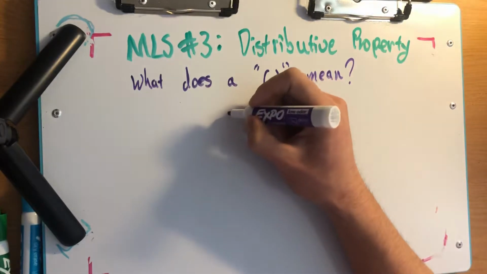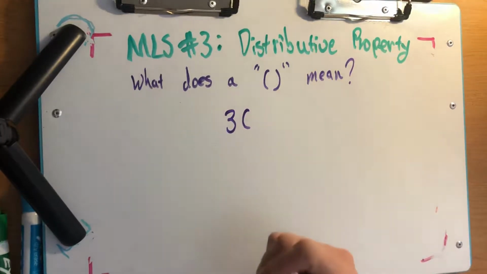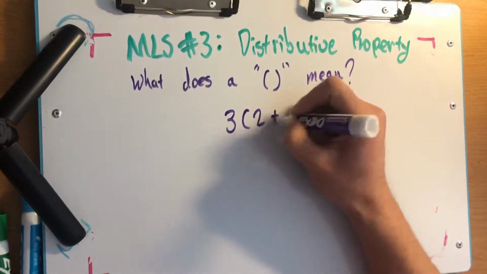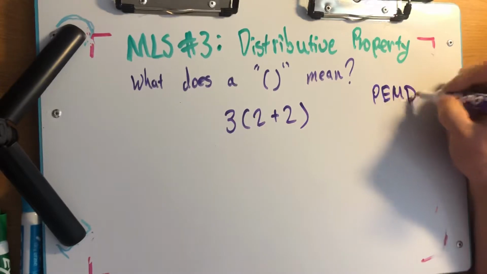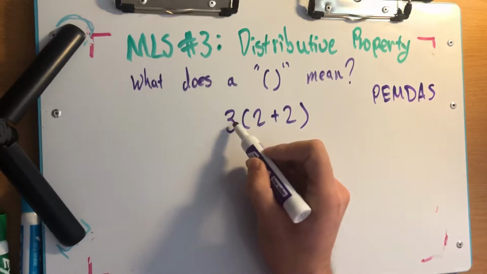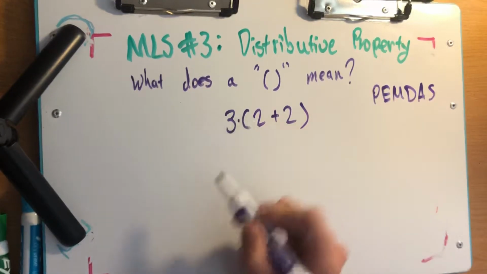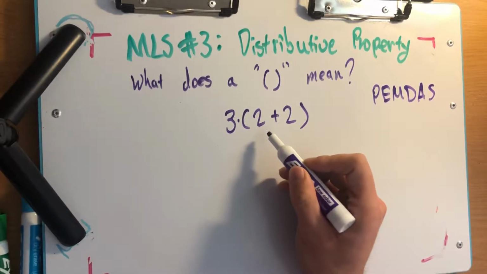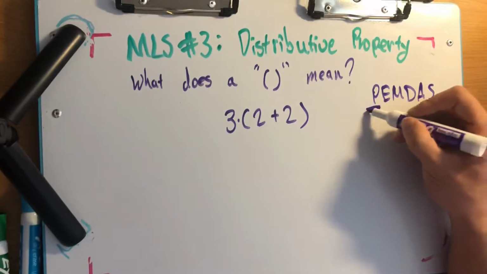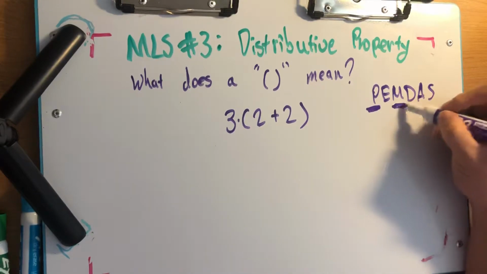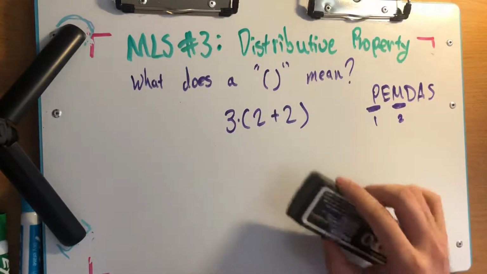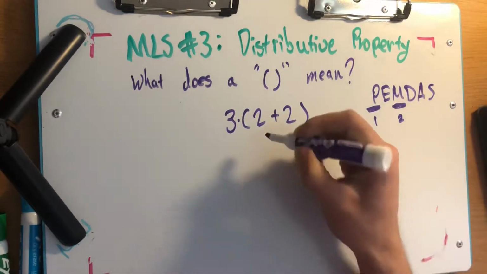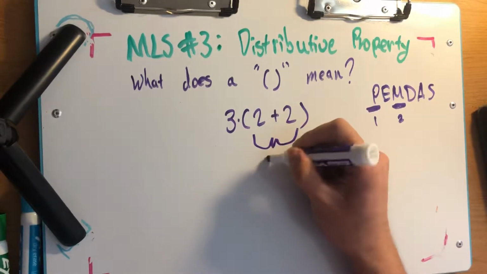So if we have, say, 3 on the outside, we have a parentheses, and we have a 2 plus 2. If we know PEMDAS, and we understand that 3 next to something means a multiply, we can't just multiply that 3 and 2, because the parentheses has to happen before the multiplication is occurring. So this stuff, we can just call it a little group.